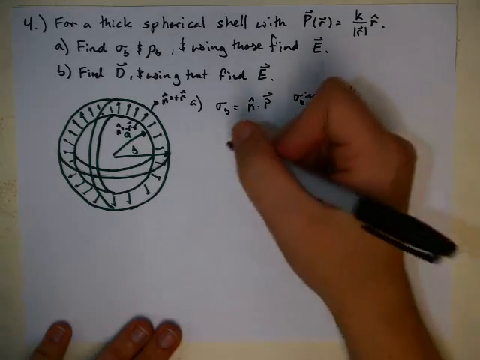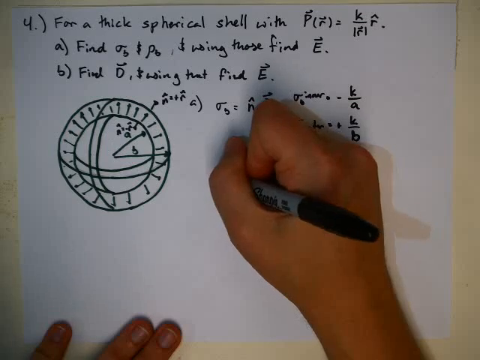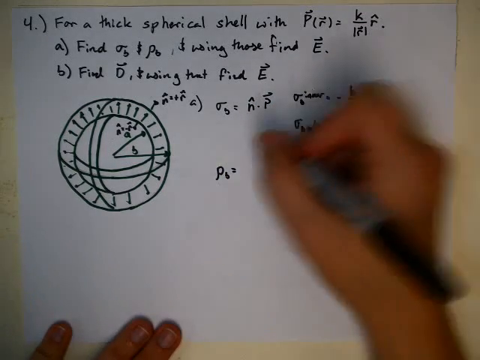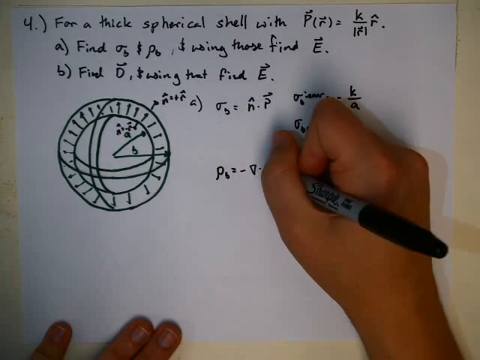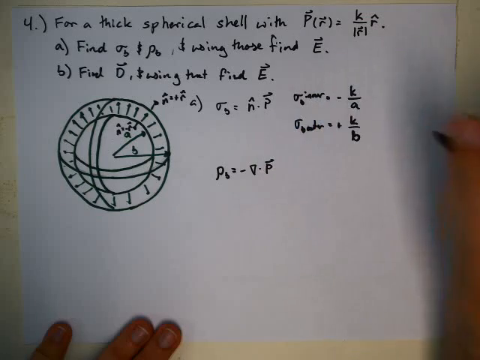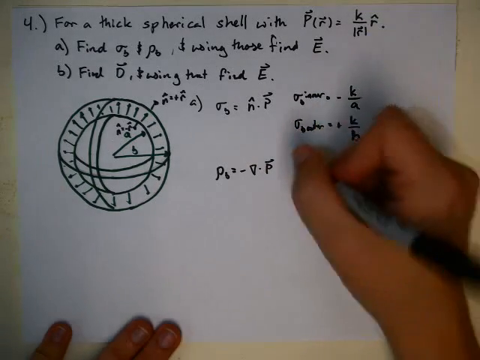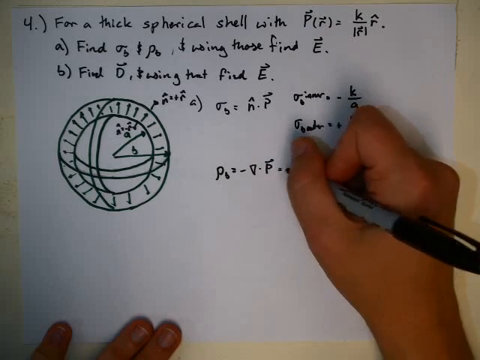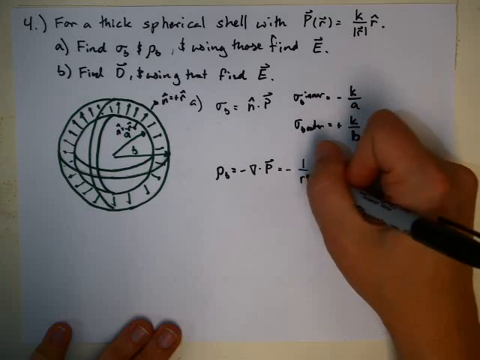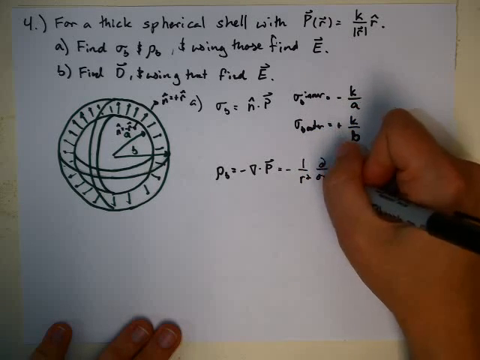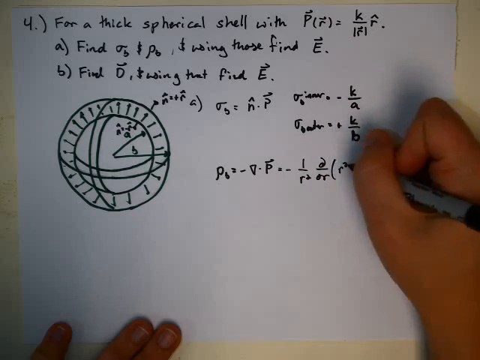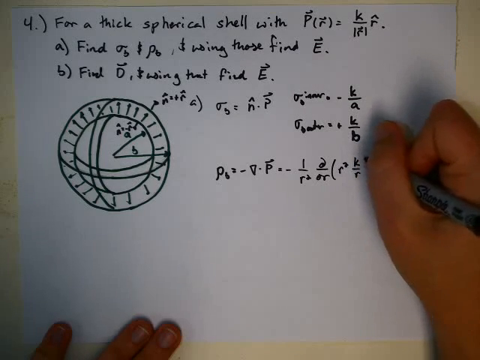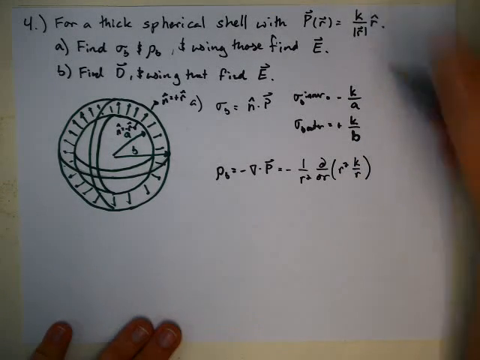For the volume charge density, rho_b, we have the negative divergence of the polarization vector. In this case, we have to use radial coordinates to do this divergence. So the divergence in radial coordinates is 1 over r squared, partial with respect to r, of r squared times what our polarization vector is. So this is k over r, the r hat component of the polarization vector. So k over r.